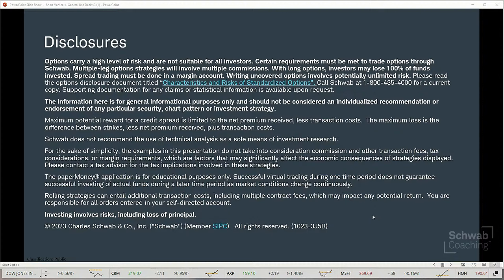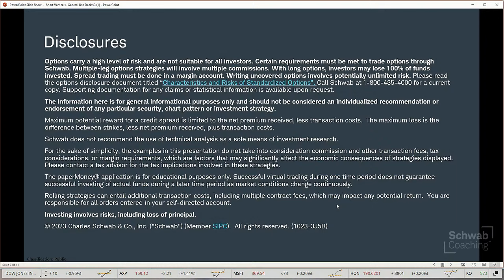We do use the paper money software application here. This is for educational purposes only. We want to remember that successful virtual trading during one time period does not guarantee successful investing of actual funds during a later time period as market conditions do change continuously. Rolling strategies can entail additional transaction costs and additional multiple contract fees. So we want to be mindful of that as well.